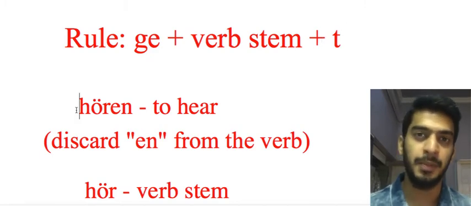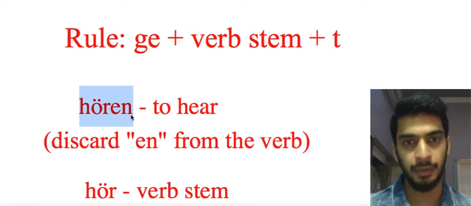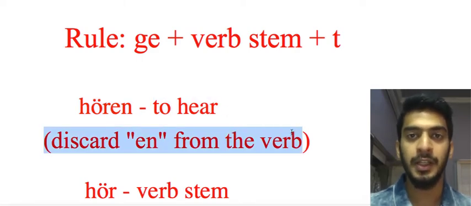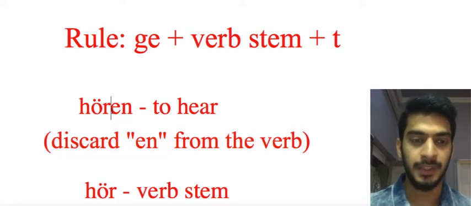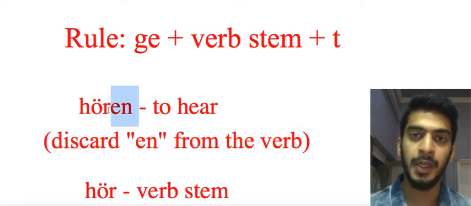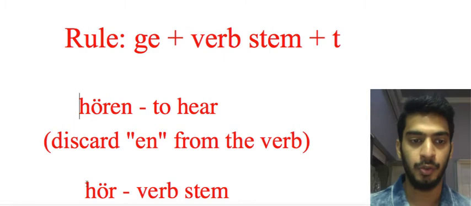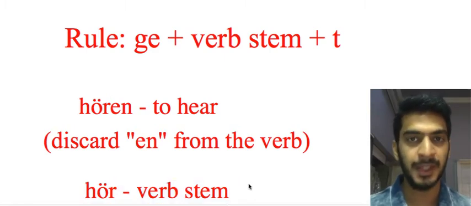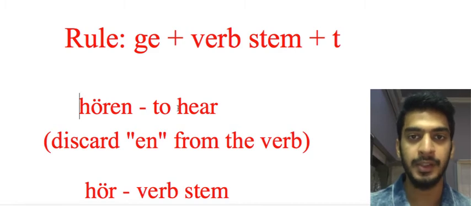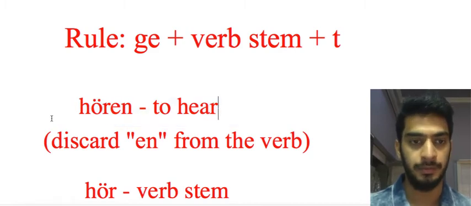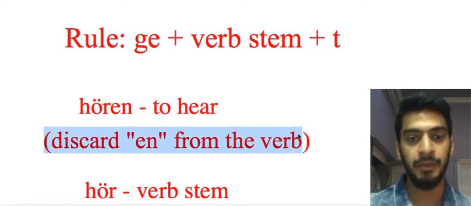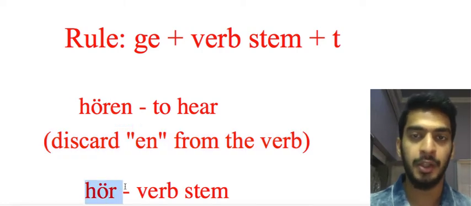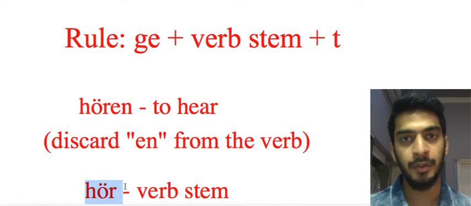Our first example is hören, which is a verb, means to hear. So we need to discard en from the verb. If we discard en, we get the remaining word hör. So hör is considered as the verb stem. I'm repeating this again. Hören is the verb which means to hear. Discard en from the given verb, we get hör. So the remaining part hör is considered as the verb stem.